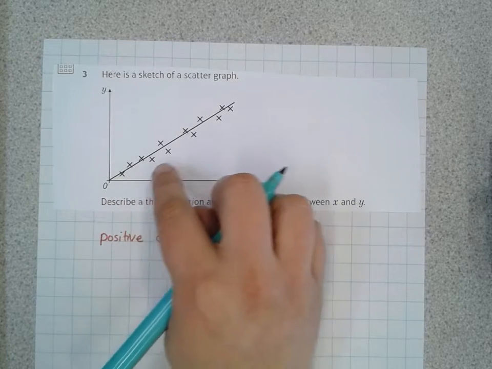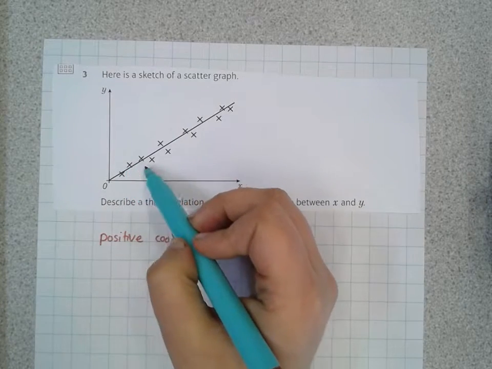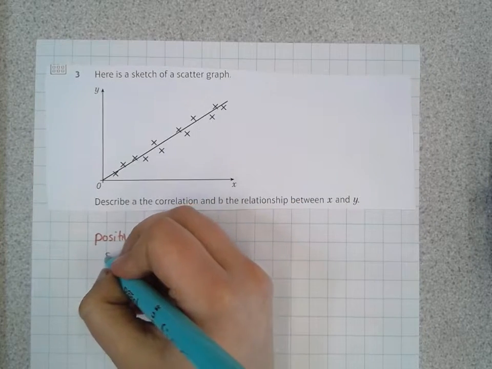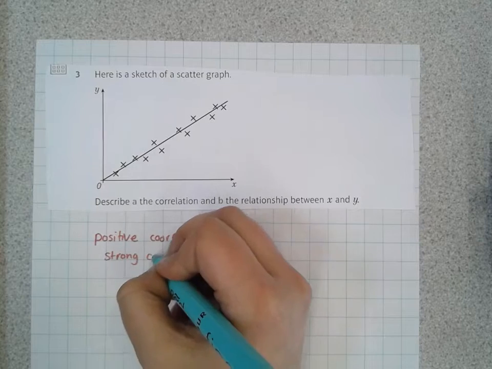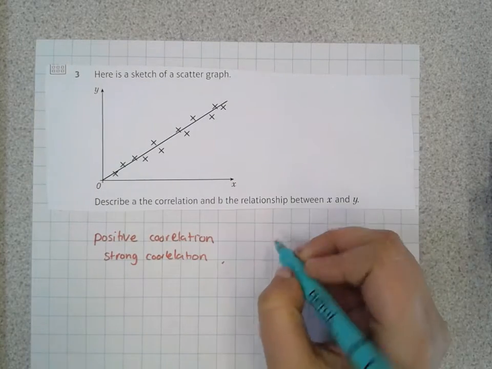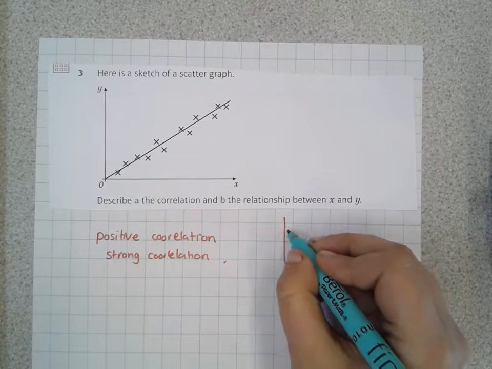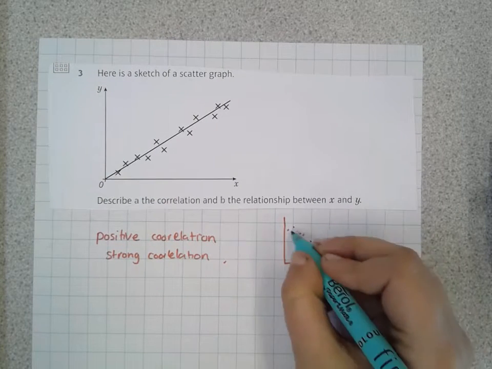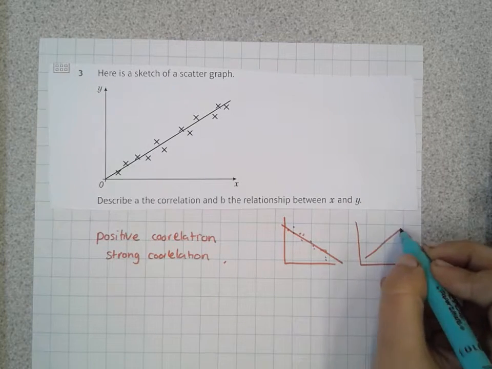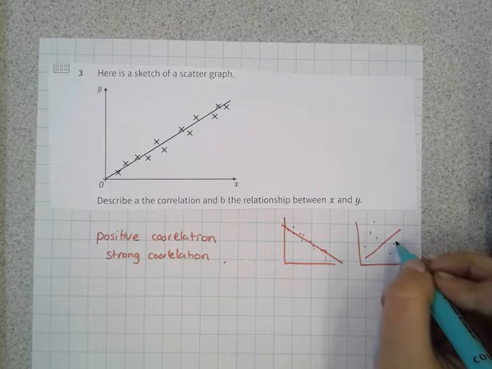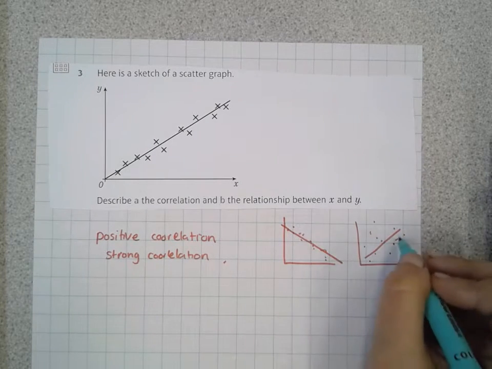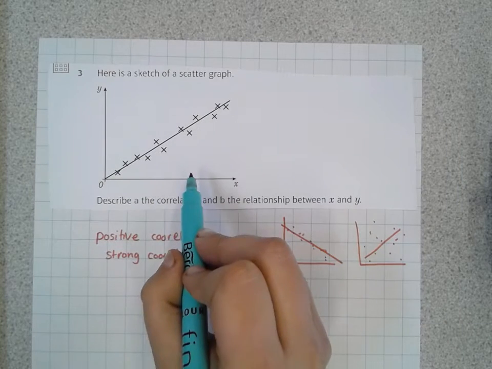Now, I can also look at this curve and see that a lot of the points are very close to where the actual line is. So I can also say that this is a strong correlation. An example of a negative correlation would be something that looks like this, where it's going down to the left. And an example of a weak correlation would be something where the points are quite far apart from where the actual line is. So here's our negative, here's our weak, here's our strong positive correlation.